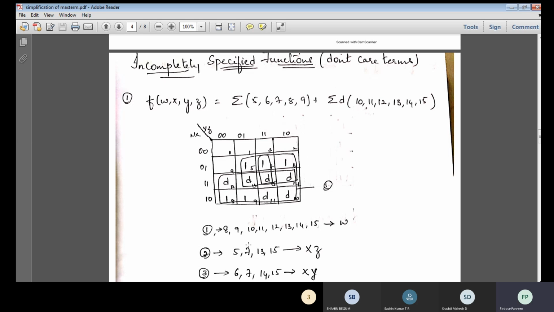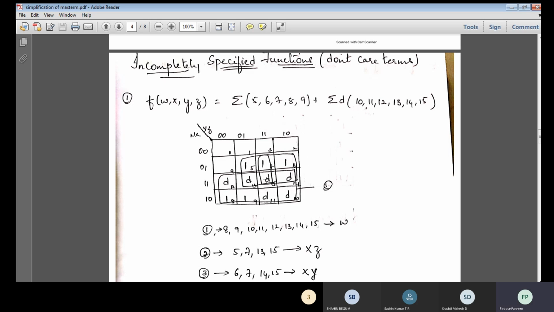So I'll be placing D there. Now I'll be using these don't care terms to group these 2 ones here, these 2 cells. Why? Because I'll be getting maximum cell grouping, that is, I'll be getting 8 cell grouping over here. That is, I have grouped 8, 9, 10, 11, 12, 13, 14, 15 as one group.